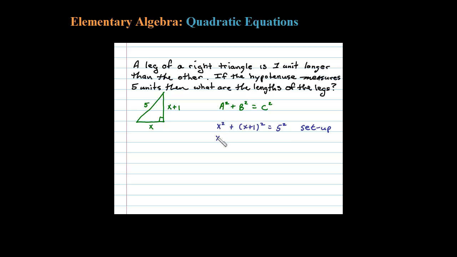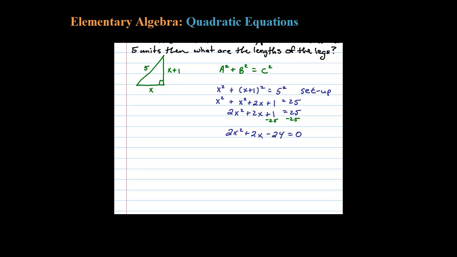Now, to do that, we're going to have to multiply this out. When you do that, you'll be left with x squared plus 2x plus 1 equals 25. Or, combining like terms, x squared plus x squared is 2x squared plus 2x plus 1 equals 25. Now we know to solve quadratics we need them equal to 0. So subtracting 25, that'll leave us with 2x squared plus 2x minus 24. Once it's equal to 0, you try to factor it.